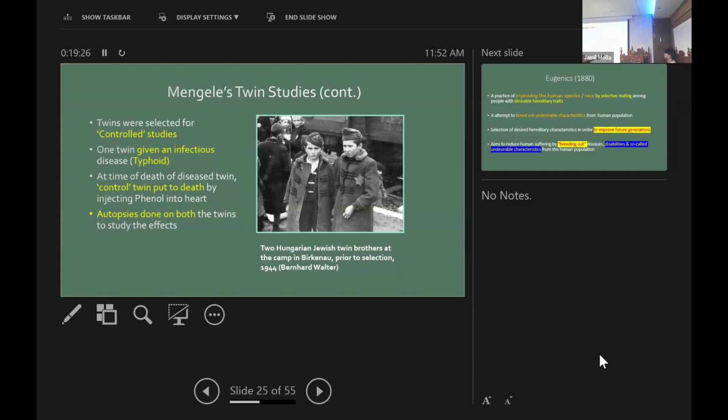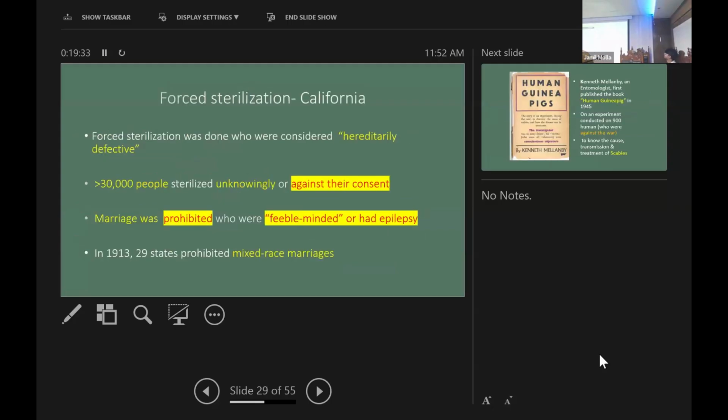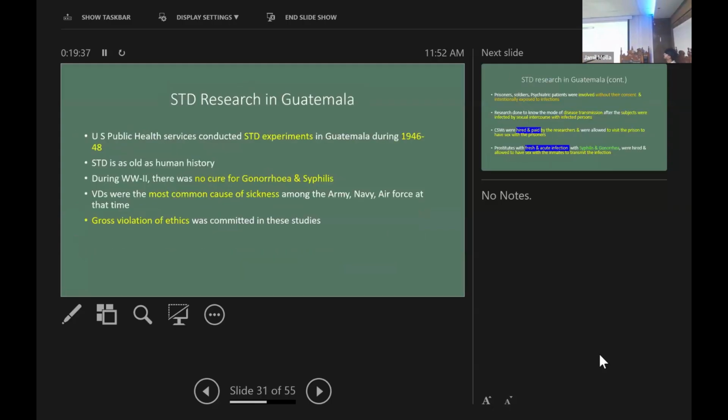Mengele did this kind of experiment. Now there is another large experiment, the STD research in Guatemala. This is again quite interesting. STDs, venereal diseases, were very common during that time among army people. There was not much knowledge available about treatment. So they did one experiment in Guatemala in 1946-48.